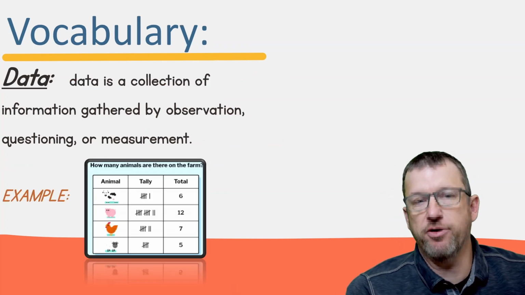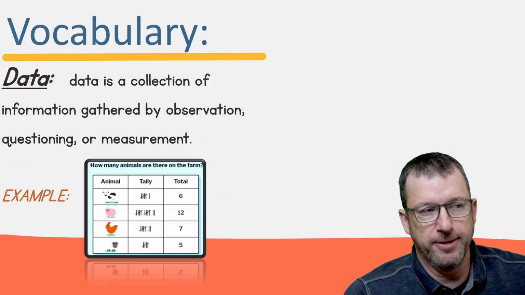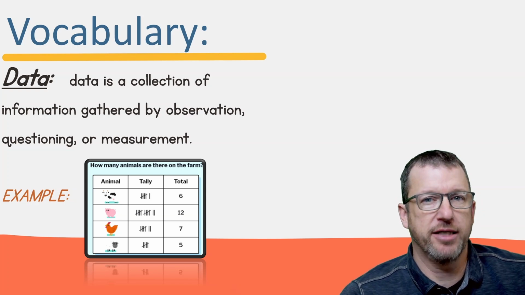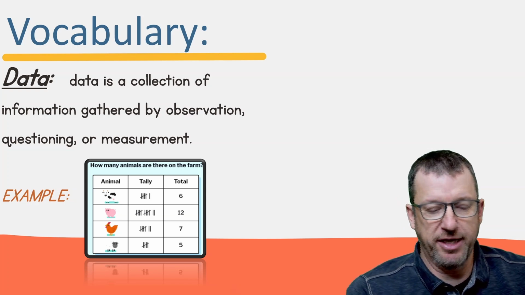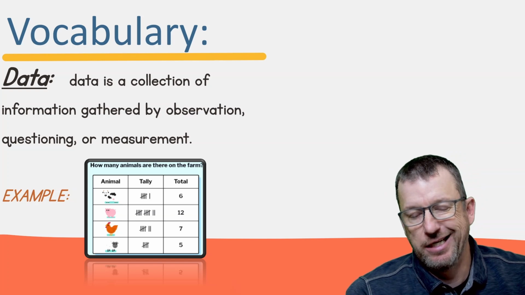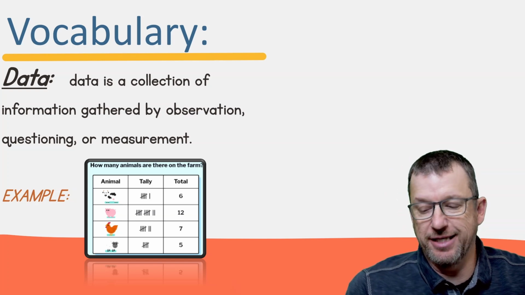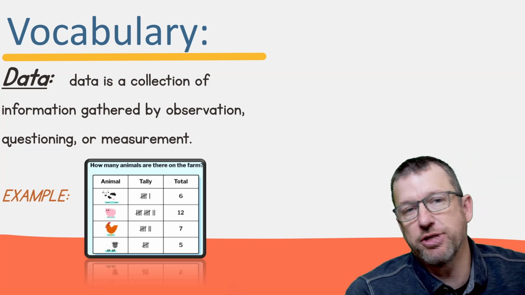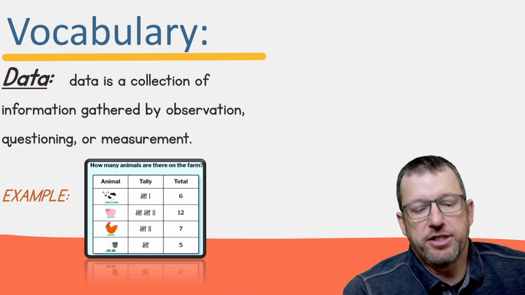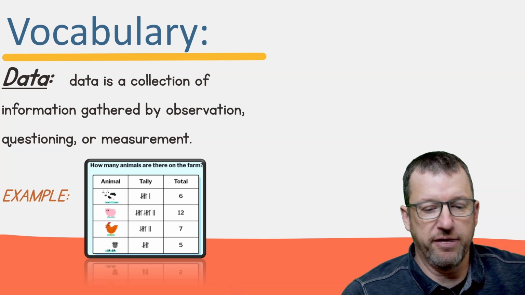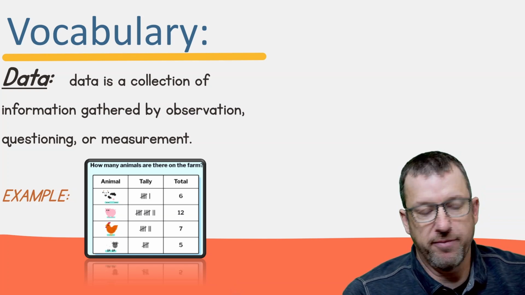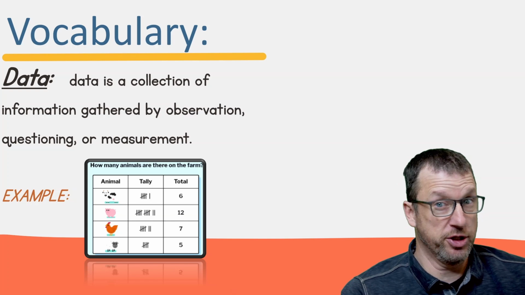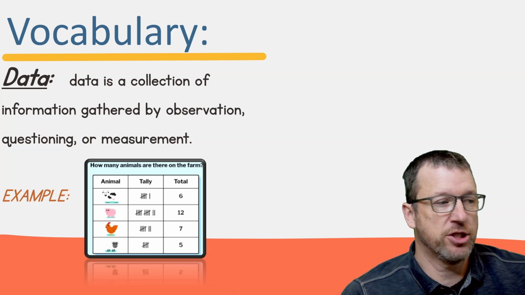All right. So we have some vocabulary. So let's dig into that. First of all, I just told you we're going to organize a circle graph by using information. Well, that information is called data. So data is a collection of information gathered by observation, questioning, or measurement. So whatever the situation is that you're trying to solve or collect information about so that you can put it on display in some form of a graph is called data.